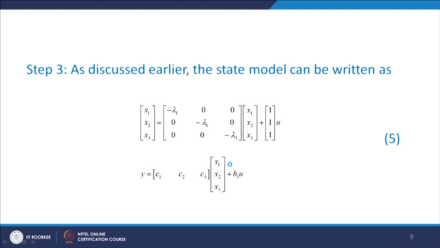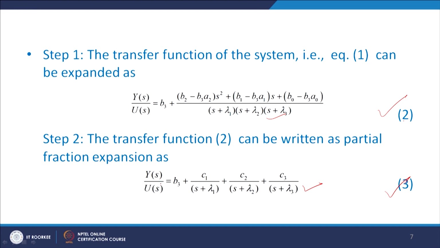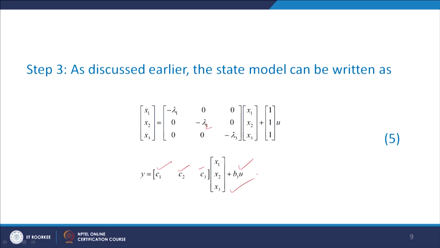As discussed earlier, the state model can be written as x1 dot equals lambda 1 x1 plus 1 into u, x2 dot equals minus lambda 2 into x2 plus 1 into u, and what is x3 dot? x3 dot equals minus lambda 3 into x3 plus 1 into u. And what is the output? The output is C1 C2 C3 times x1 x2 x3. Now what is the additional thing that has happened? Here we have got B3 into u. This y we write down in terms of B3 into u of s. So in the output, along with C1 C2 C3, we are getting B3 into u.